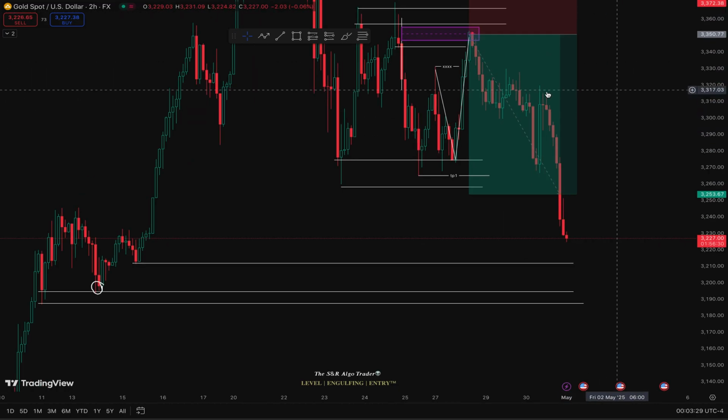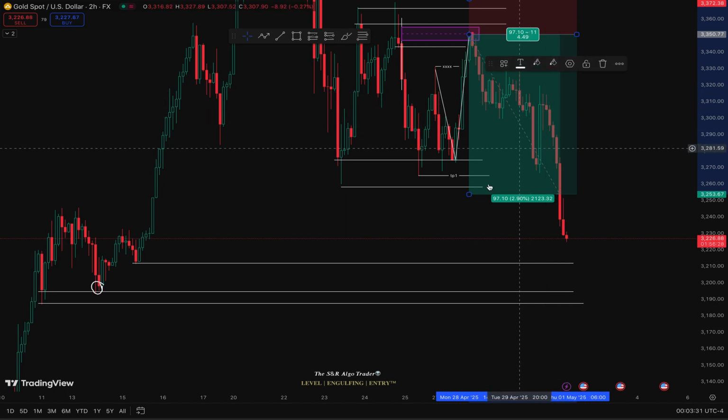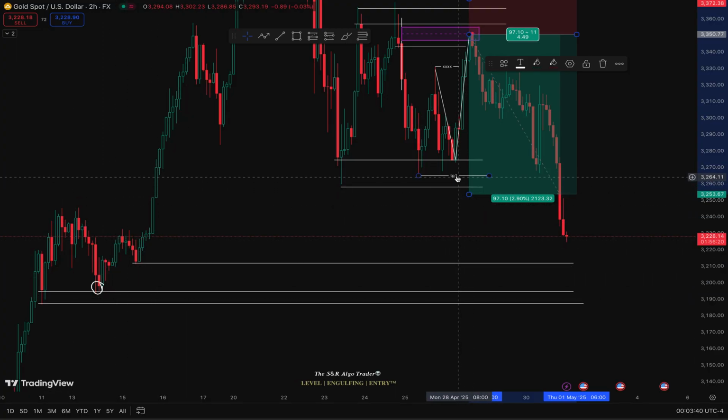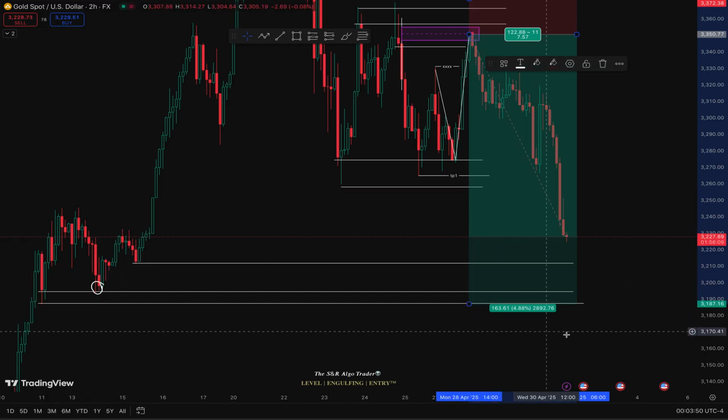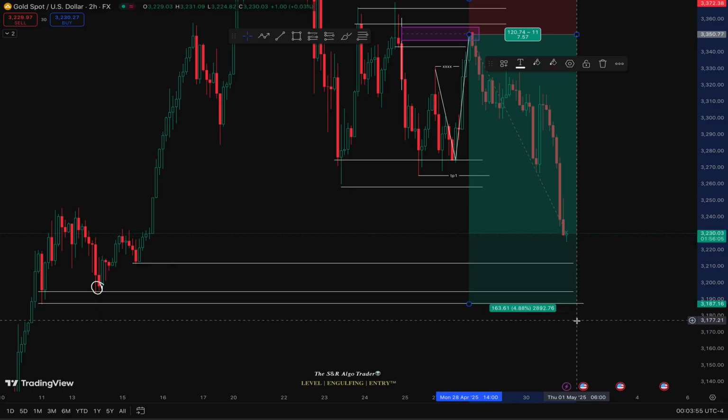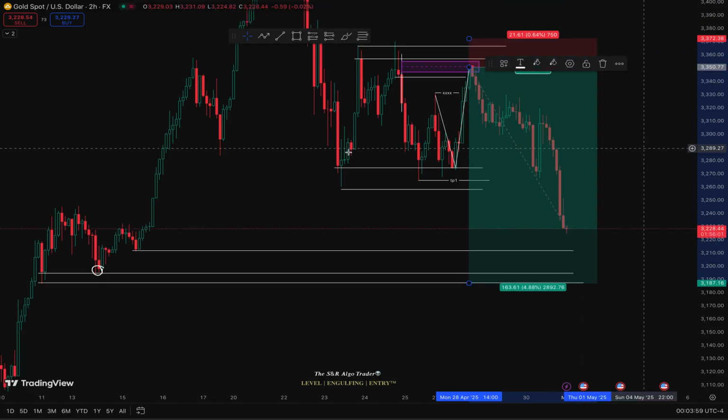So this is already 4.4 RR. So this is a sweep on liquidity or this area. So just take your partials here, then you break even, then you allow price to run down to this area. So I'm anticipating price to reach this level, that is 3,187. So this area, that is I'm anticipating gold to reach.